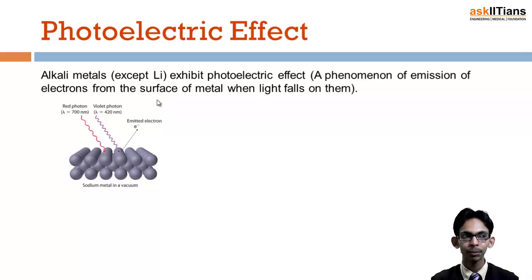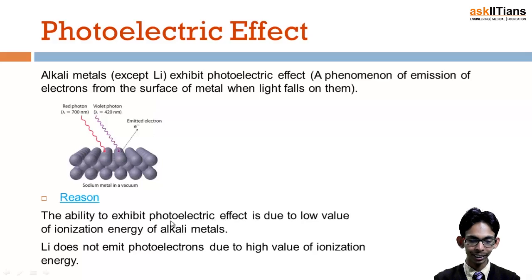And this is because the ionization energy of alkali metals is so low that the electron gets enough energy from the sunlight only, and it comes out from the surface. So what is the reason? The reason is that the ability to exhibit the photoelectric effect is due to the low value of ionization energy of alkali metals, and that is why these are used in solar cells also.